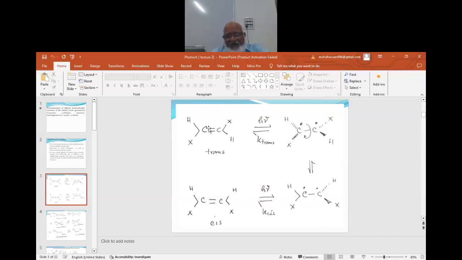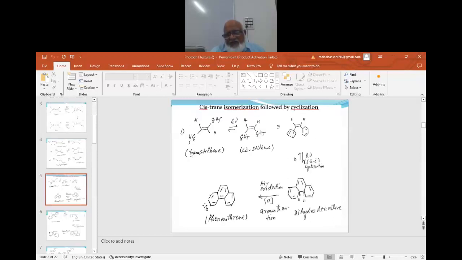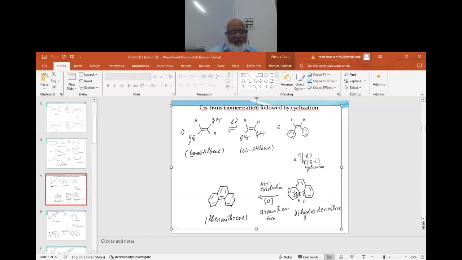It goes through cleavage of the double bond in the presence of light to a diradical species, which then combines to give a cis isomer. These are a few examples of cis-trans isomerization: fumaric acid going to maleic acid, trans going to cis, azobenzene going to cis azobenzene. There is also the possibility of 6 pi electron cyclization. Here you can see it is nicely set for 6 pi electron cyclization under photolytic conditions to give dihydrophenanthrene, and then this dihydrophenanthrene can go to a more stable aromatization by simple air oxidation.